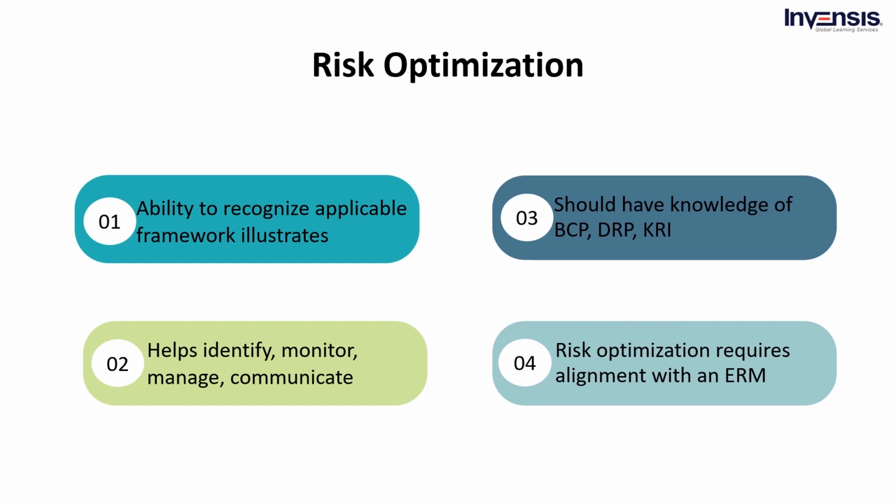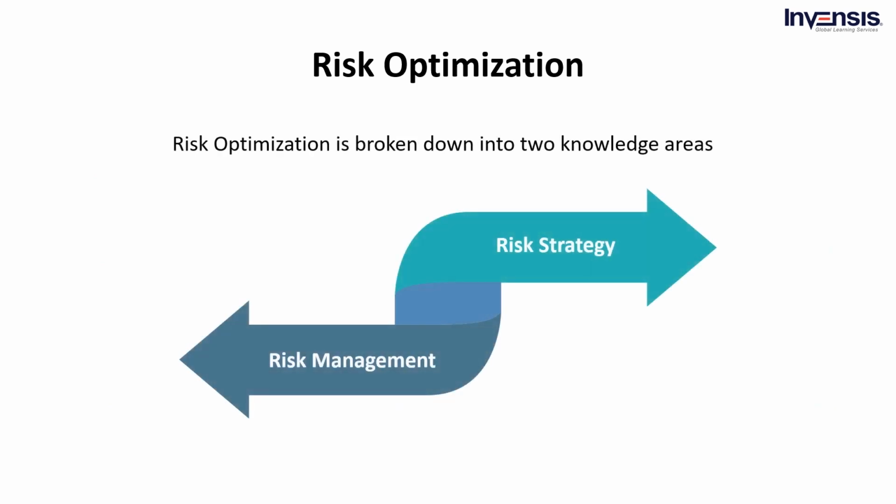planning, and establishing KRIs, that is, key risk indicators, relating to both risk appetite and risk management, as well as mitigation and tolerance. Lastly, risk optimization requires that the framework aligns with an ERM, Enterprise Risk Management, framework. Various risk management standards and frameworks can apply, including ISO 31000, COSO ERM, and Risk IT. The fourth domain, risk optimization, has also been broken down into two knowledge areas.